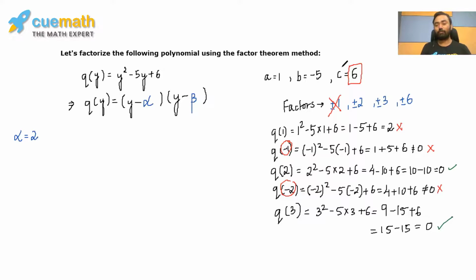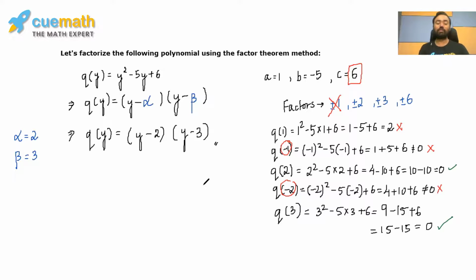So for our reference, we can again note this down that beta is equal to 3. Hence, by factor theorem, we got the two factors and we were able to factorize this polynomial. So basically the two factors are y minus 2 and y minus 3. So this is the method of the factor theorem through which we can factorize a given polynomial based on the factors of the constant term.